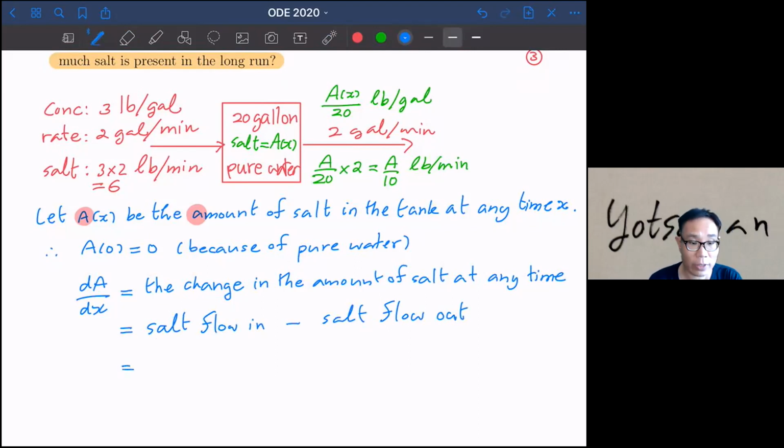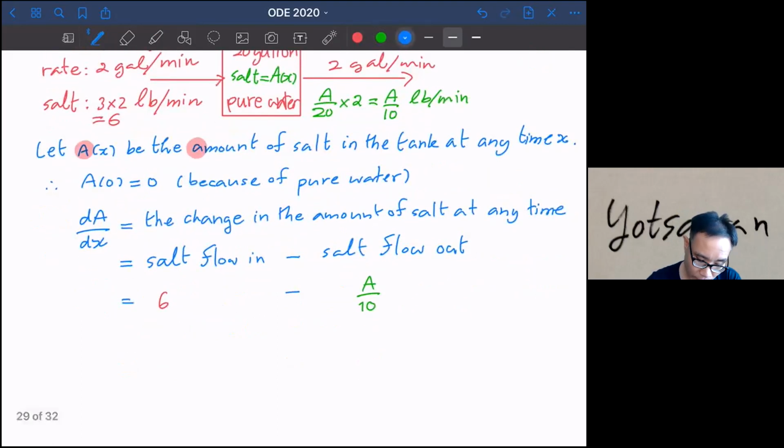For this one, the salt flow in is 6, and subtracting the salt flow out, which is A over 10, it's 6 minus A over 10. This gives you dA/dx, so this gives you a differential equation.